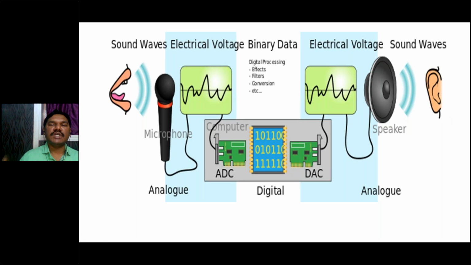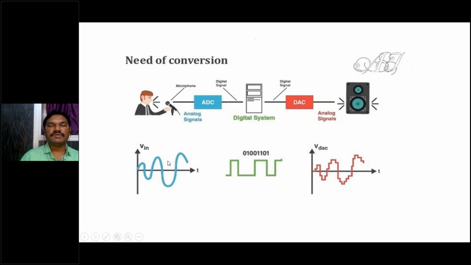Why? Because in nature there is no digital data as direct input. We have both input side and output side in analog form in nature. But for more accuracy and for the advantages of digitally formatted data, we convert analog to digital and digital to analog. So this is the study we are going to do now.